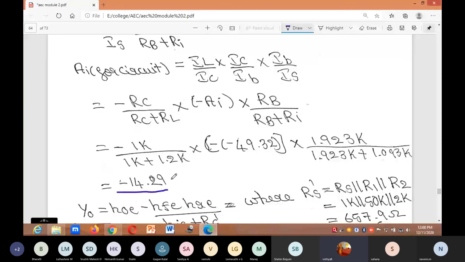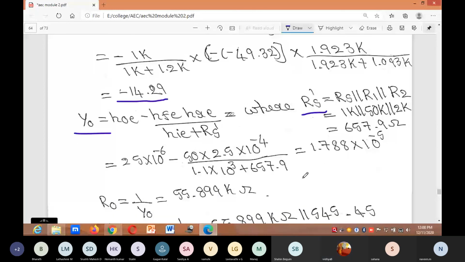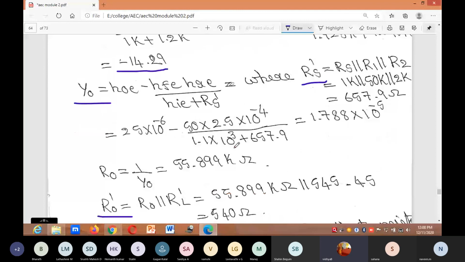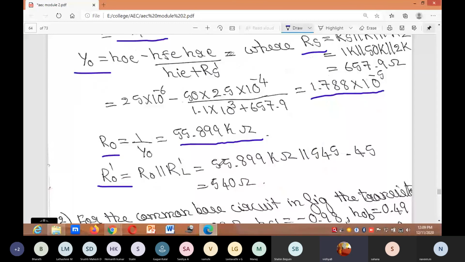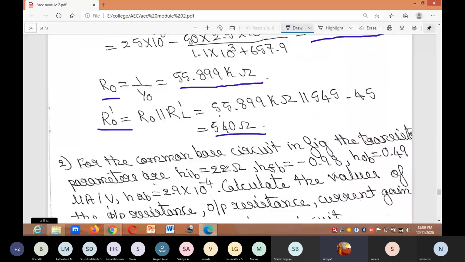Y naught is equal to HOE minus HFE HRE divided by HIE plus RS dash. Okay, first find out RS dash, then you need to substitute the values. You will get Y naught value 1.788 into 10 to the power of minus 5. But what we want is R naught, so 1 divided by Y naught, you will get 55.899 kilo ohm. R naught dash is equal to R naught parallel with RL dash, you will get 540 ohm. Next problem, I'll give as an assignment, you need to solve. Okay.